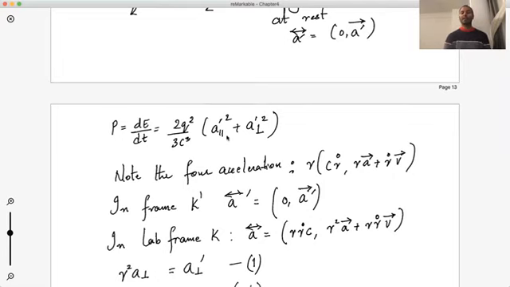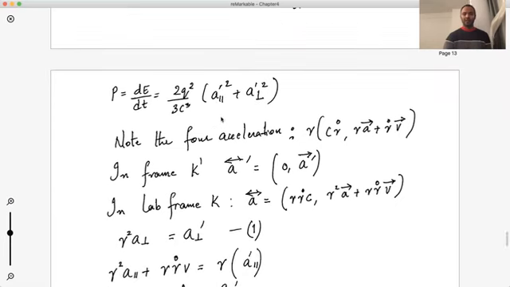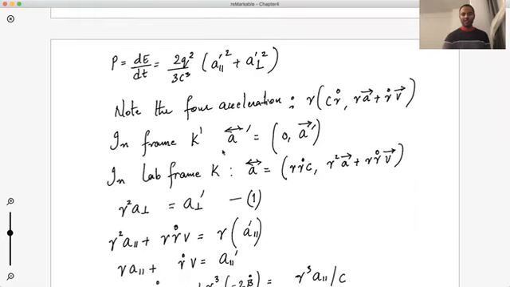Now, in the K prime frame, the power radiated is just the square of the parallel acceleration and perpendicular acceleration, right? By parallel, I mean acceleration parallel to the velocity of the particle, and perpendicular, I mean acceleration perpendicular to the velocity of the particle, okay? Now, the trick is to go from A parallel prime to A parallel and A perpendicular prime to A perpendicular, right? And then we are done. Then we have an expression for the power radiated by an accelerating charge in the lab frame, which is what we're looking for. So we just write out everything as a 4 acceleration, and then we do the Lorentz transform and we are done.